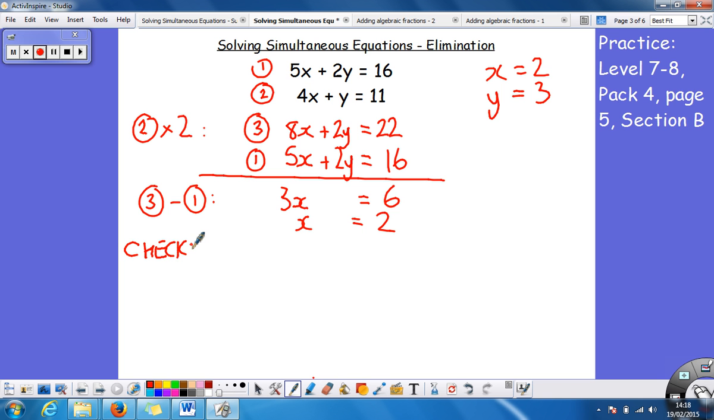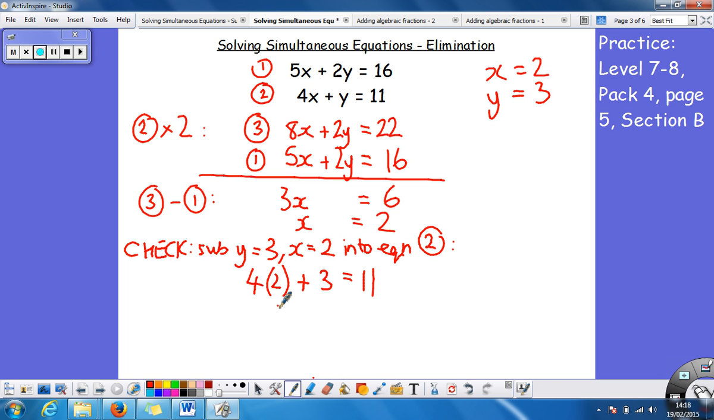So my check is by substituting y equals 3, x equals 2 into equation 2. 4 times the value of x, which was 2, plus 1 times the value of y, which was 3, should equal 11. Well, 4 times 2 is 8, add 3 is equal to 11. So my solutions are correct. Hopefully you managed to get x equals 2 and y equals 3 using a method like that.